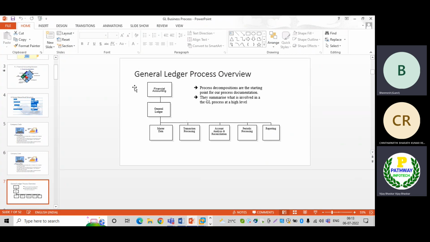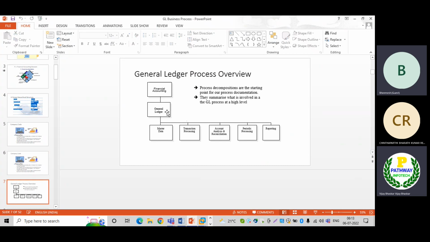Now we need to focus on the business process. What is the general ledger process? Yesterday we discussed up to here, so we will start today's session from here. Now the general ledger accounting process, if you could see here, we are already in financial accounting. Then for general ledger accounting, if you want to create general ledger master data, what needs to be done in the back end?